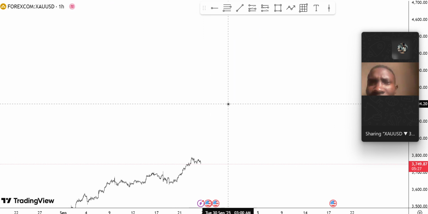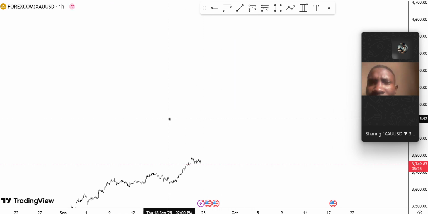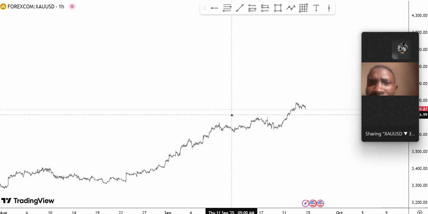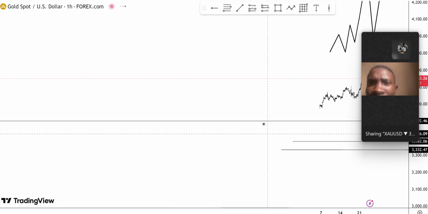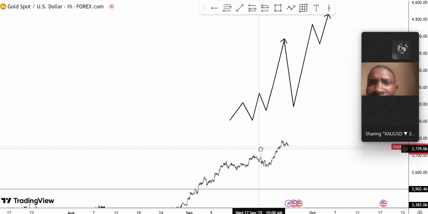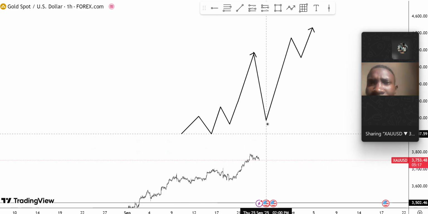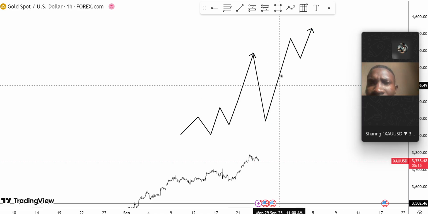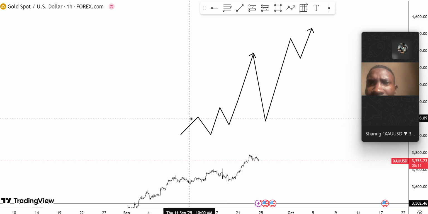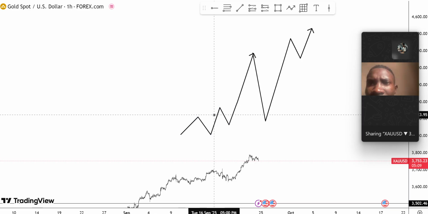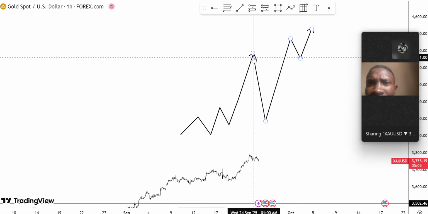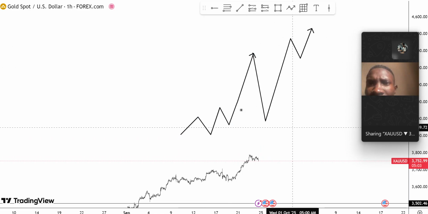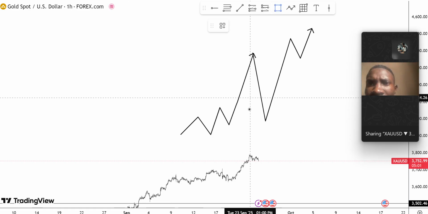So in this situation too, we also have an imbalance, because price did not even come here to tap anything. We had some supply here. Price was able to push through them, and the price came down into this zone.